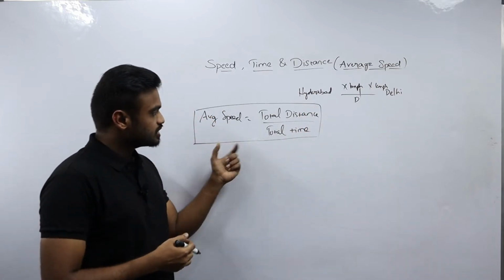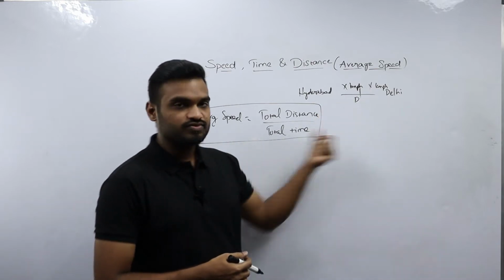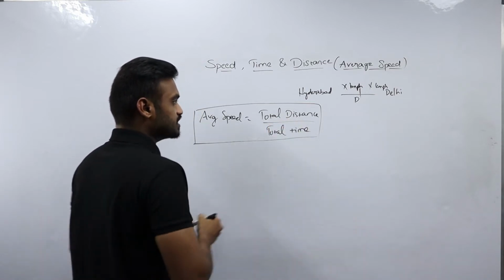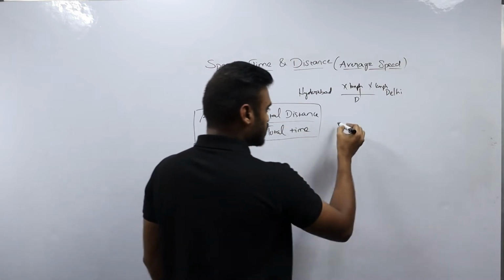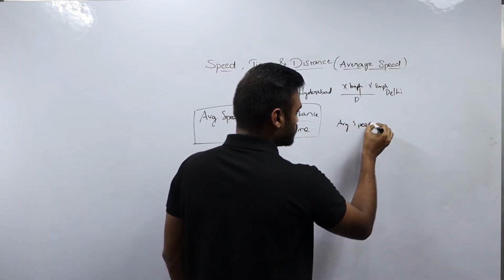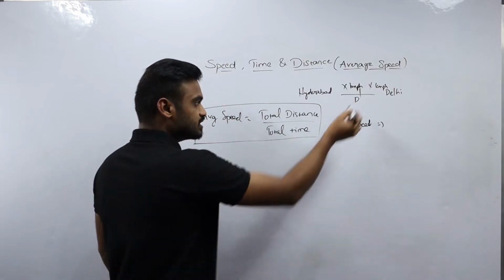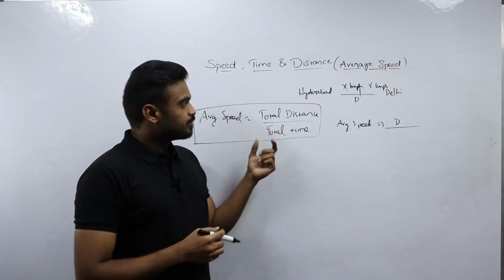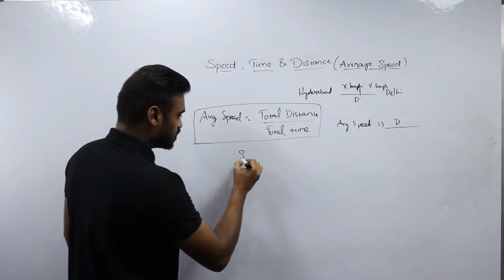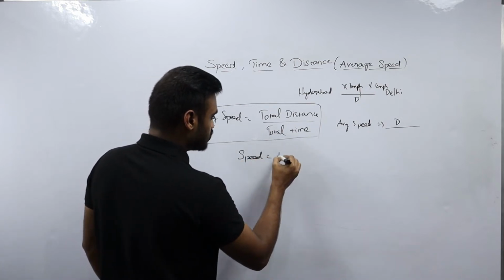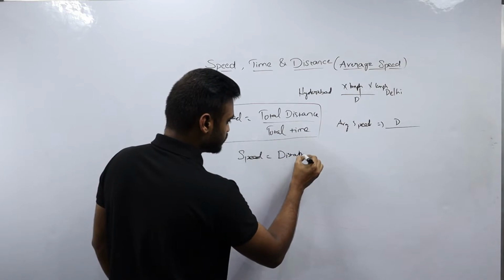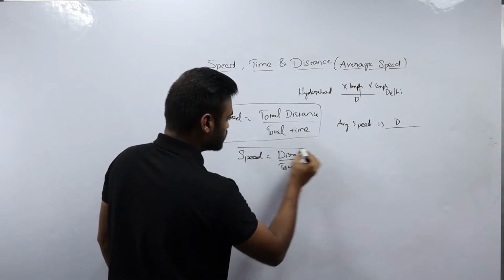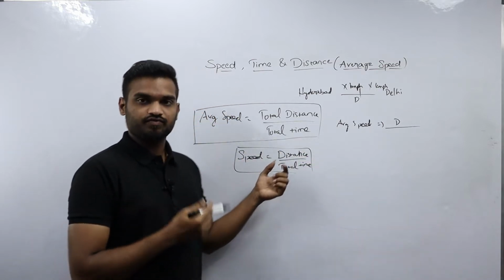Now let's see how to use this basic definition to solve this problem. First we need to denote the total distance. Here the total distance is d. And what is the total time taken? From the basic formula of speed, we already know that speed equals distance by time, that is, total distance by total time. This is the basic definition of speed we discussed in the first tutorial.